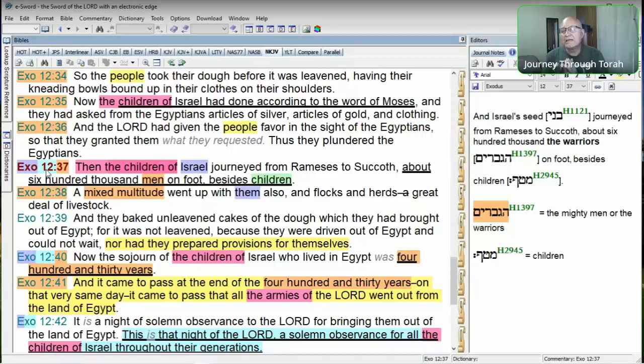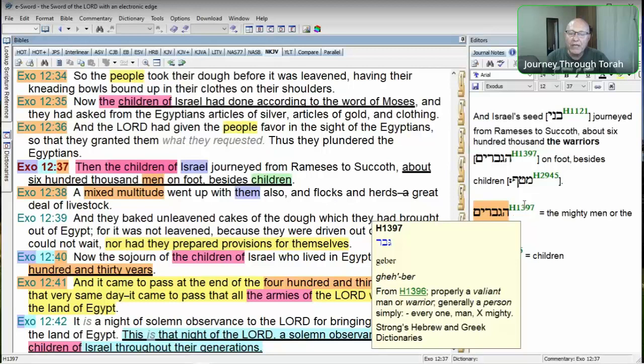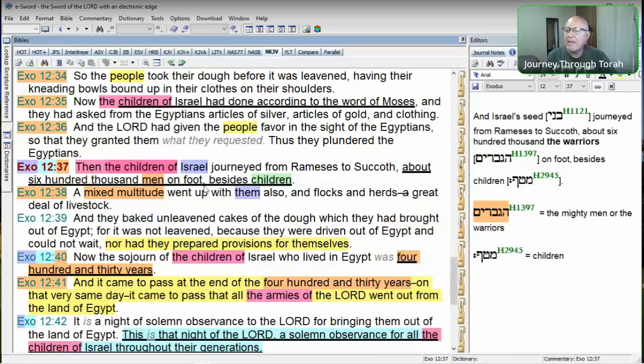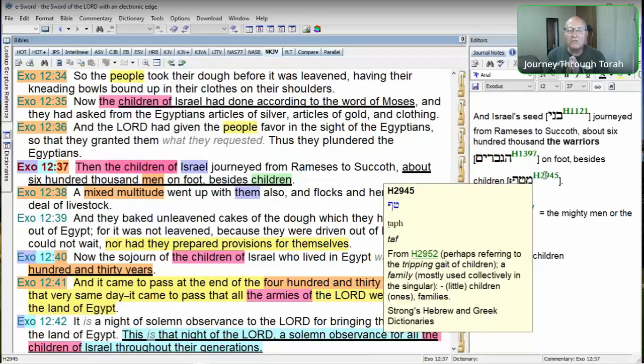Then Israel's seed journeyed from Ramses, about 600,000. What does it say? It says men. It actually says this word here, Gebarim. It's talking about valiant men, warrior men. It says men on foot, besides taf. Taf are children. Here's the word here, taf. Taf are children.